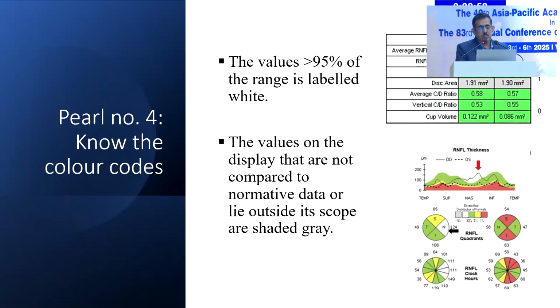While interpreting, we are more focused on red and green colors. We should know the other colors also, white and gray. Values above 95% of the range are labeled as white, and values that are not compared with the normative database are shaded gray.